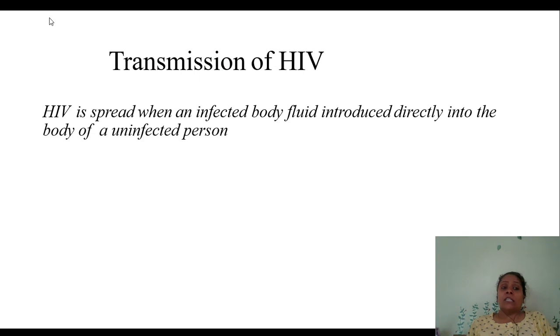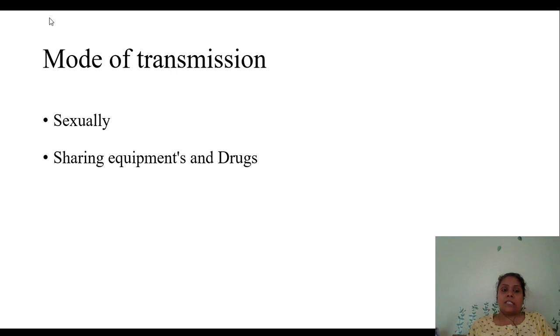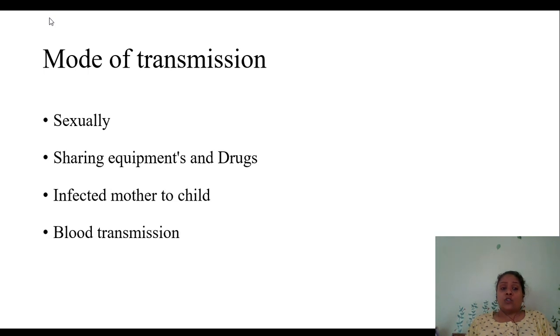HIV is spread when an infected body fluid is introduced directly into the body of an uninfected person. The mode of transmission is sexual, so this disease is called a sexually transmitted disease, STD. Other modes are sharing equipment like syringes and other surgical equipment and drugs, infected mother to child, blood transmission, and breastfeeding.